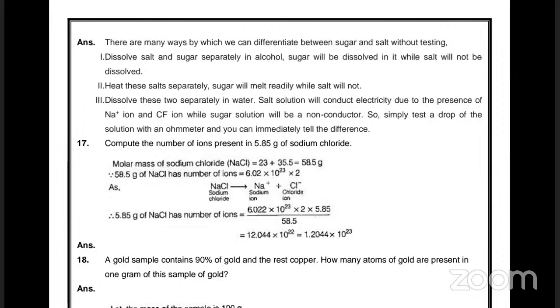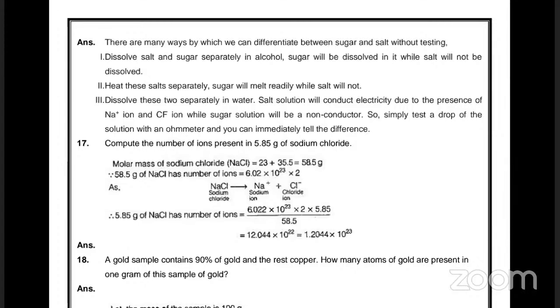First of all, you have to dissolve the salt and sugar separately in alcohol. White salt will not dissolve in the alcohol. Sugar will dissolve in it, but the salt will not get dissolved. So this is one way we can say it. Another is to heat the salt and sugar separately. Sugar will melt readily, while salt will not. So this is also another method.